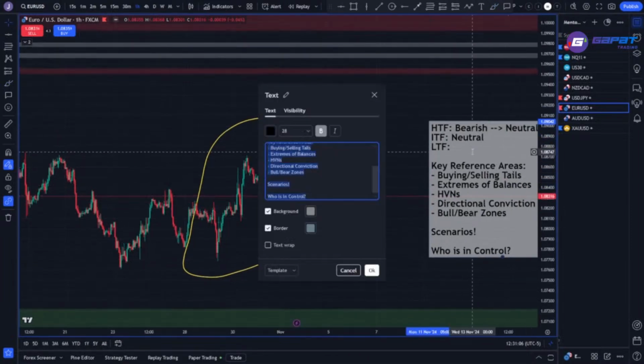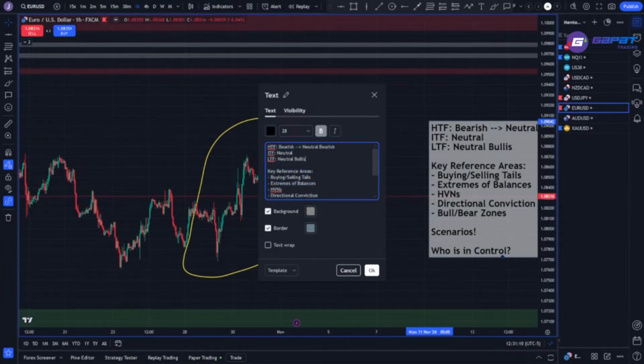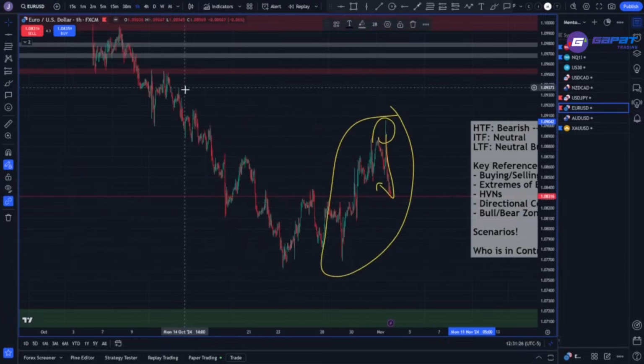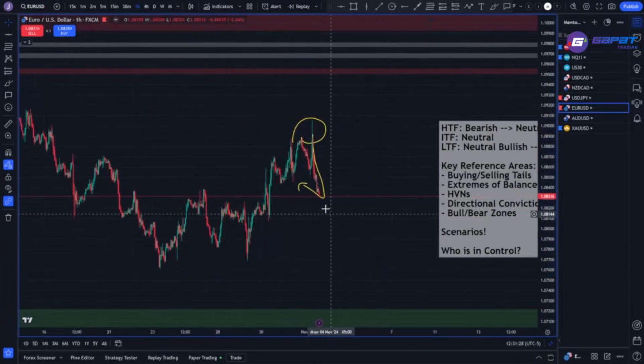So I'm going to call the lower time frame neutral bullish, but this can easily become neutral, which can easily become neutral bearish due to all of the other time frames.